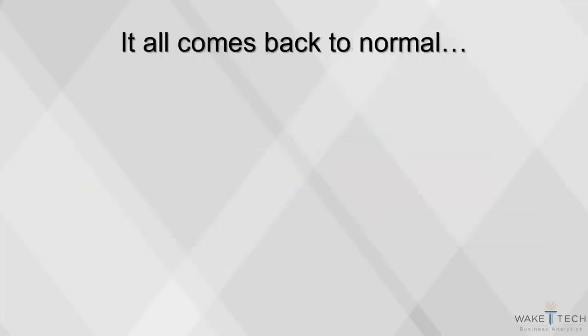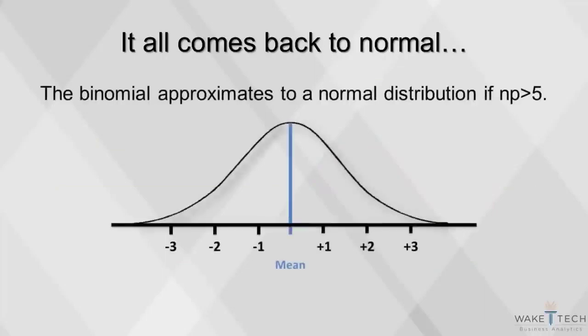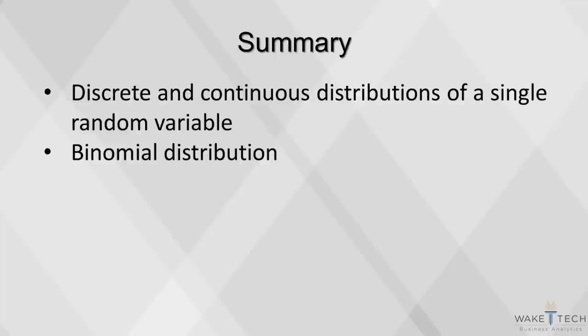You'll often see the assumptions of normal distribution being applied to discrete outcomes. This is because the binomial distribution approximates to a normal distribution for large samples. So for large enough samples, we can calculate probabilities using normal probability rules. This concludes our video on binomial distributions.